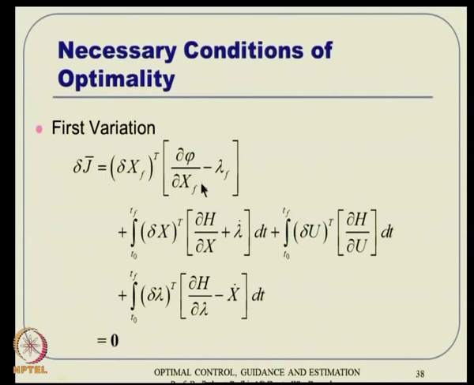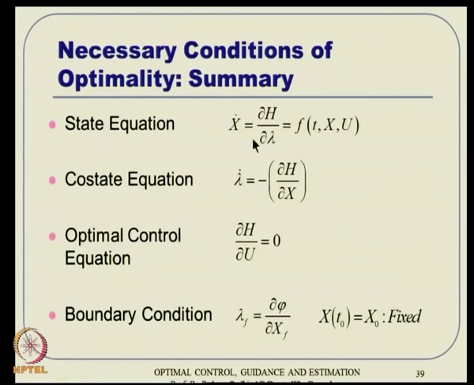The first variation turns out to be of this form, and then invoking the fundamental lemma of the calculus of variations, all the coefficients need to be 0, which gave us a bunch of conditions: the state equation, co-state equation, optimal control equation, and boundary conditions. The state equation is x dot equals f of t, x, u, lambda dot is minus del H by del x, and the optimal control equation is del H by del u equals 0, and the boundary conditions are of this form.